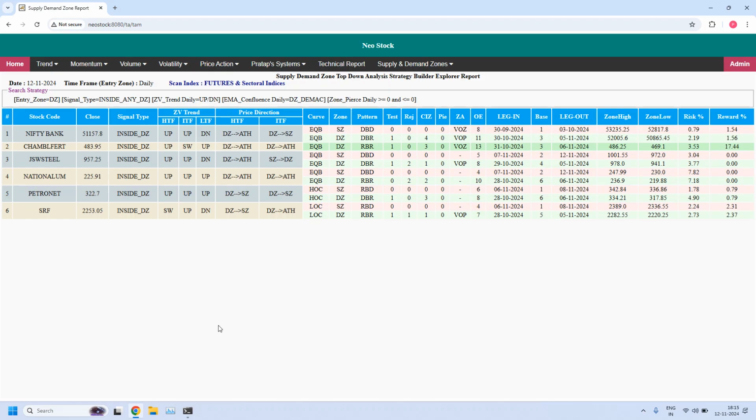Okay. EMA Confluence, daily demand zone with daily EMA Confluence. This is the way we can identify the high probability setup related zones.